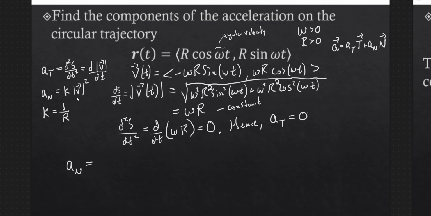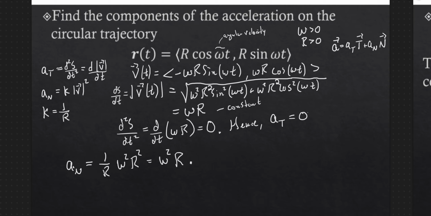So the normal acceleration is curvature, that's 1 over r, times speed squared, so that's omega squared r squared, and so it's omega squared r. And again, this may be familiar to you if you've taken a mechanics class before. You may have seen centripetal acceleration given by this equation, and that's really what we're talking about here, centripetal acceleration, normal acceleration. And there we have it.